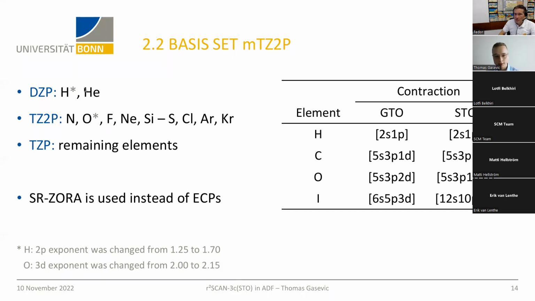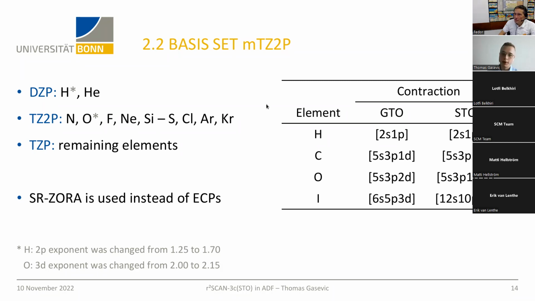As you can see, there are two asterisks over here for hydrogen, oxygen. There we changed the exponents of the polarization functions. For hydrogen, we changed it from 1.25 to 1.70, and for oxygen from 2 to 2.15, as we got better results with that. Then on the right side, I'm showing you the contraction schemes where I compare the original GTO method with the STO method.